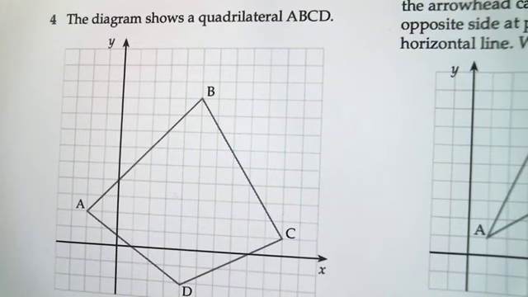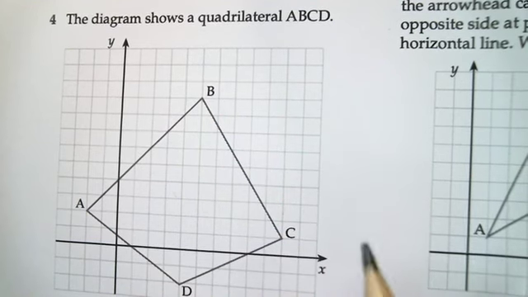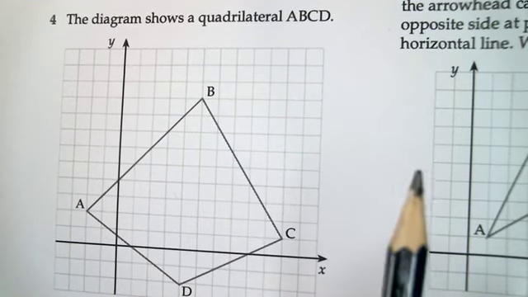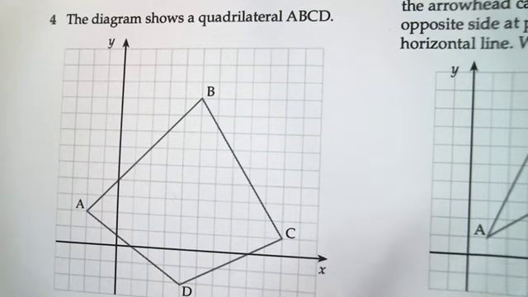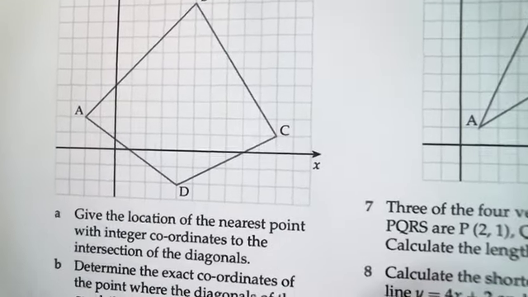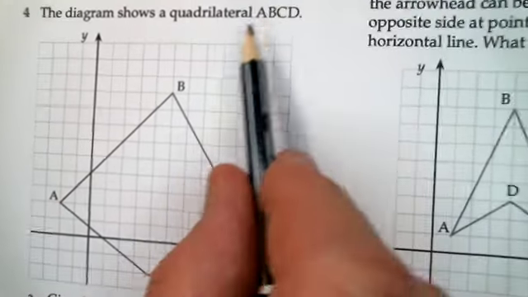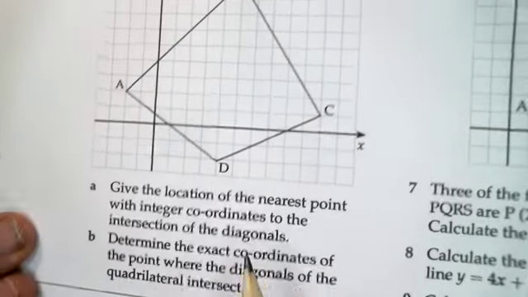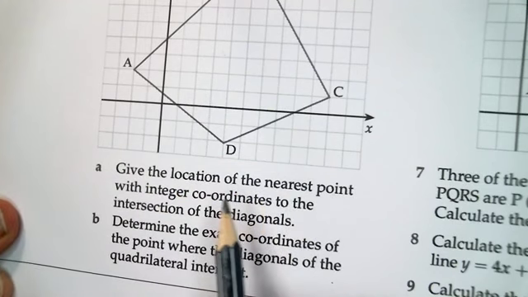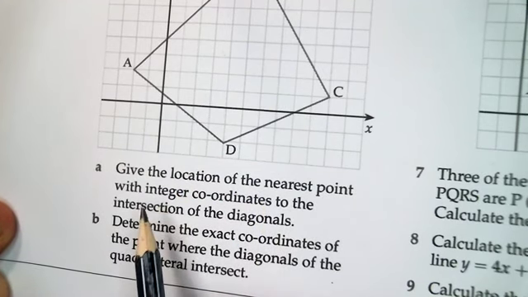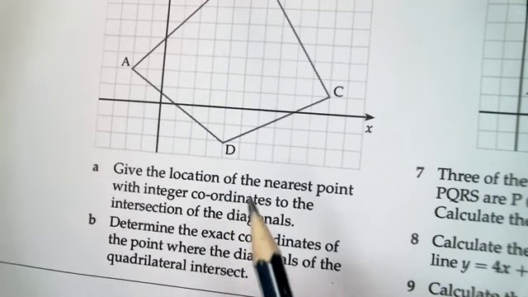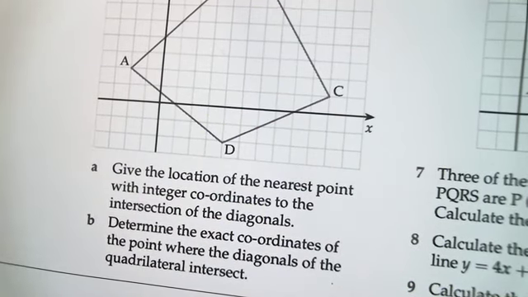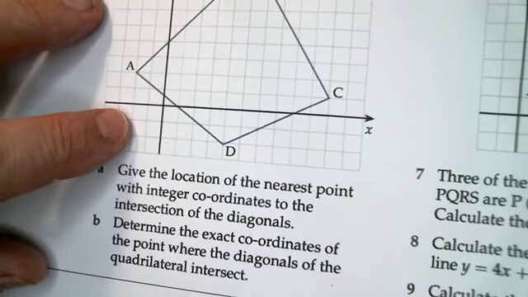And really, it's the language so much in these questions which catches people out, and certainly it would catch me out as well. So again, speaking the language of mathematics is so important, and getting to know it. So it says, here's a quadrilateral, blah, blah, blah, blah. And it says, give the location of the nearest point with integer coordinates to the intersection of the diagonals. So it's asking you to perform a certain feat here and report on what you've discovered. So let's take a look at that.